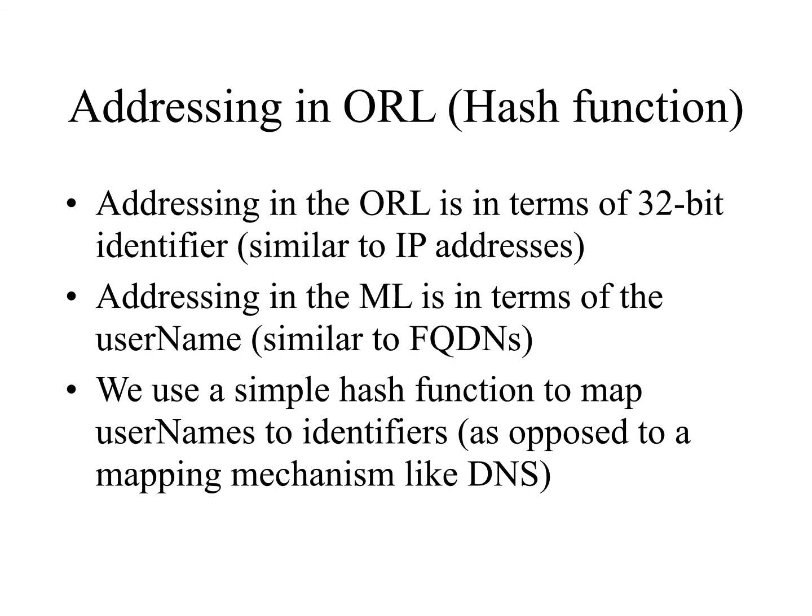Now how does the addressing happen in the ORL? This is one of the important questions. It basically happens through a data structure, a hash function, so we are going to implement a hash function here. Addressing in the ORL is in terms of a 32-bit identifier, which is similar to IP addresses, and addressing in the ML is in terms of the username, which is similar to FQDNs. So we simply use a hash function to map the usernames to the identifiers.